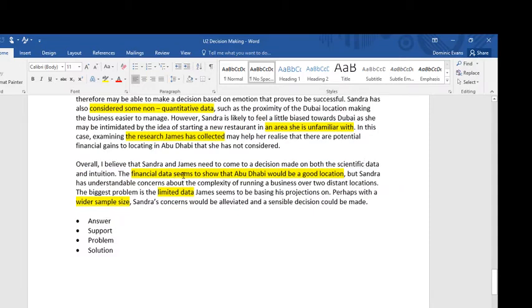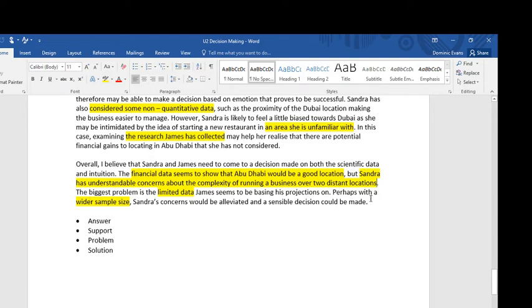The financial data seems to show that Abu Dhabi would be a good location, but Sandra has understandable concerns about the complexity of running a business over two distant locations. So I've supported my answer with data from the case study. Okay, I should highlight that yellow because that's all from the case study. So I've got a clear answer and I've supported it using the case study and points that I've already analysed.